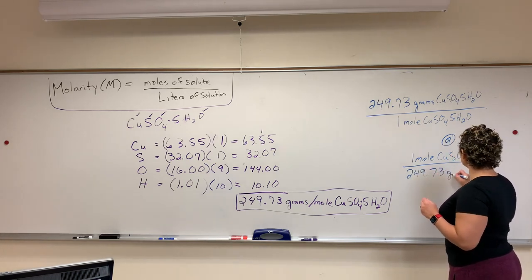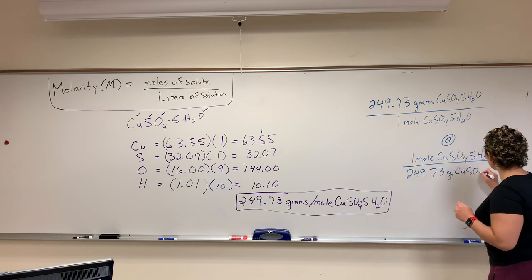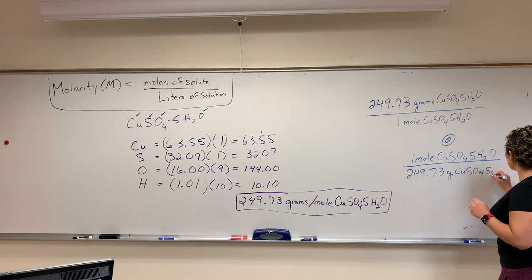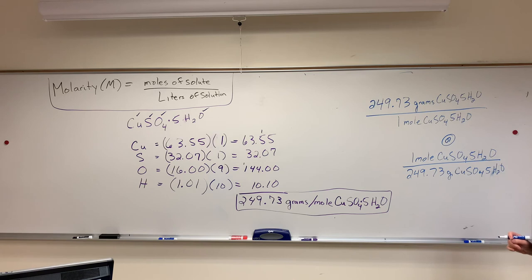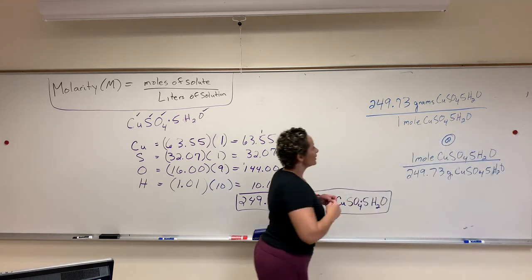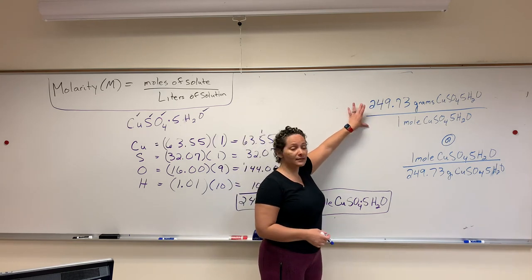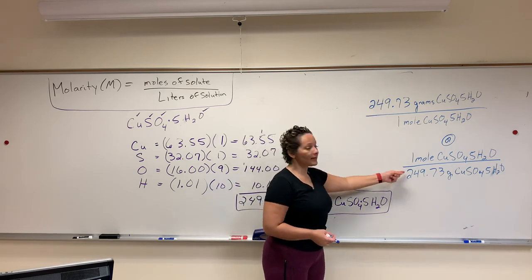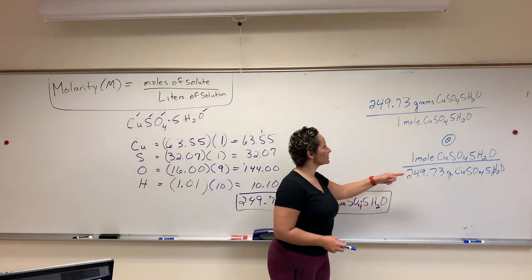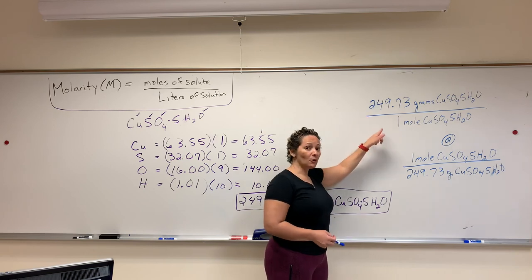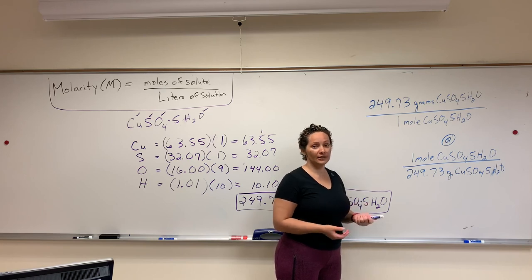249.73 grams of CuSO4·5H2O. There you go. So depending on how it needs to be used, it could be like this, or it could be flipped like this. No matter what, it doesn't matter, because 1 mole equals that many grams, and that many grams equals 1 mole. It's the same thing. It is just flipped depending on how you need to manipulate it to do your calculations.